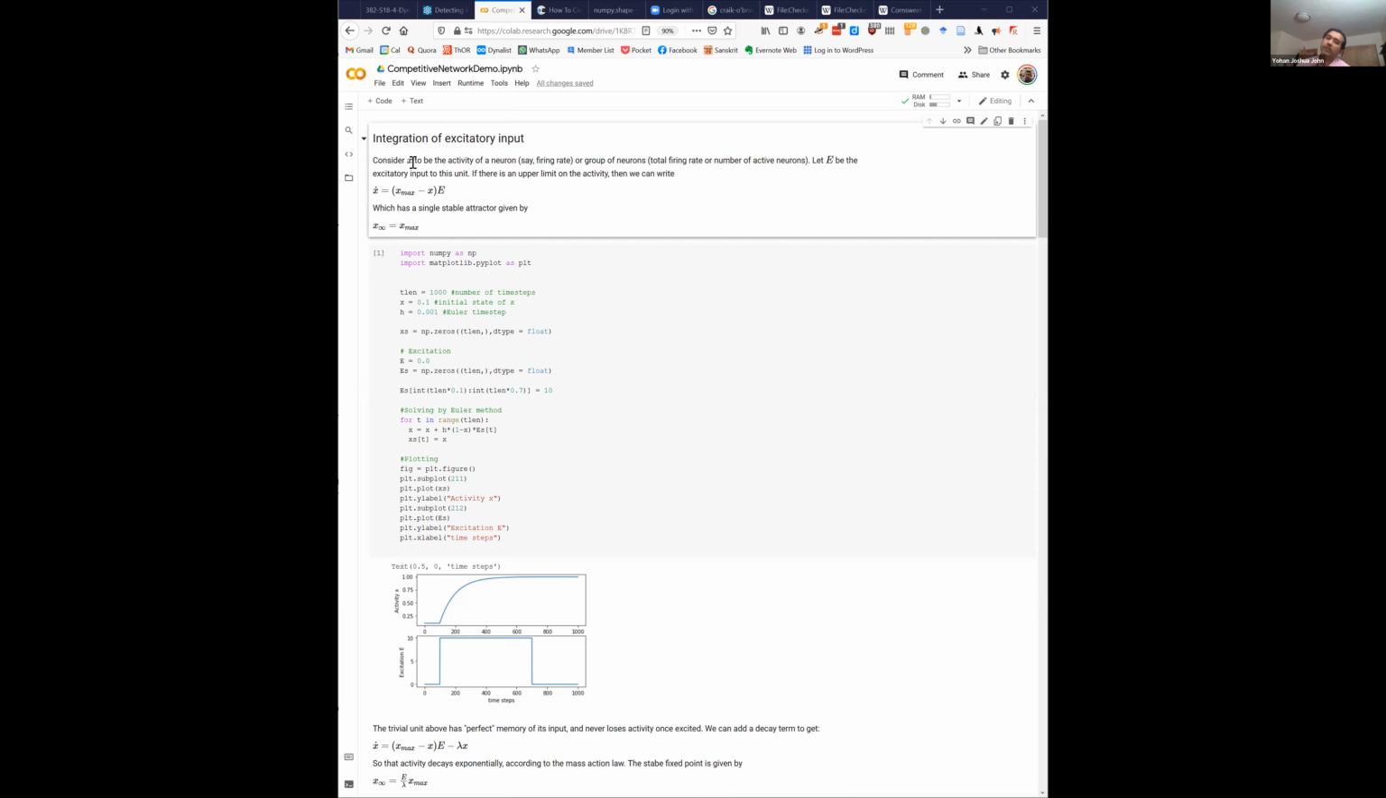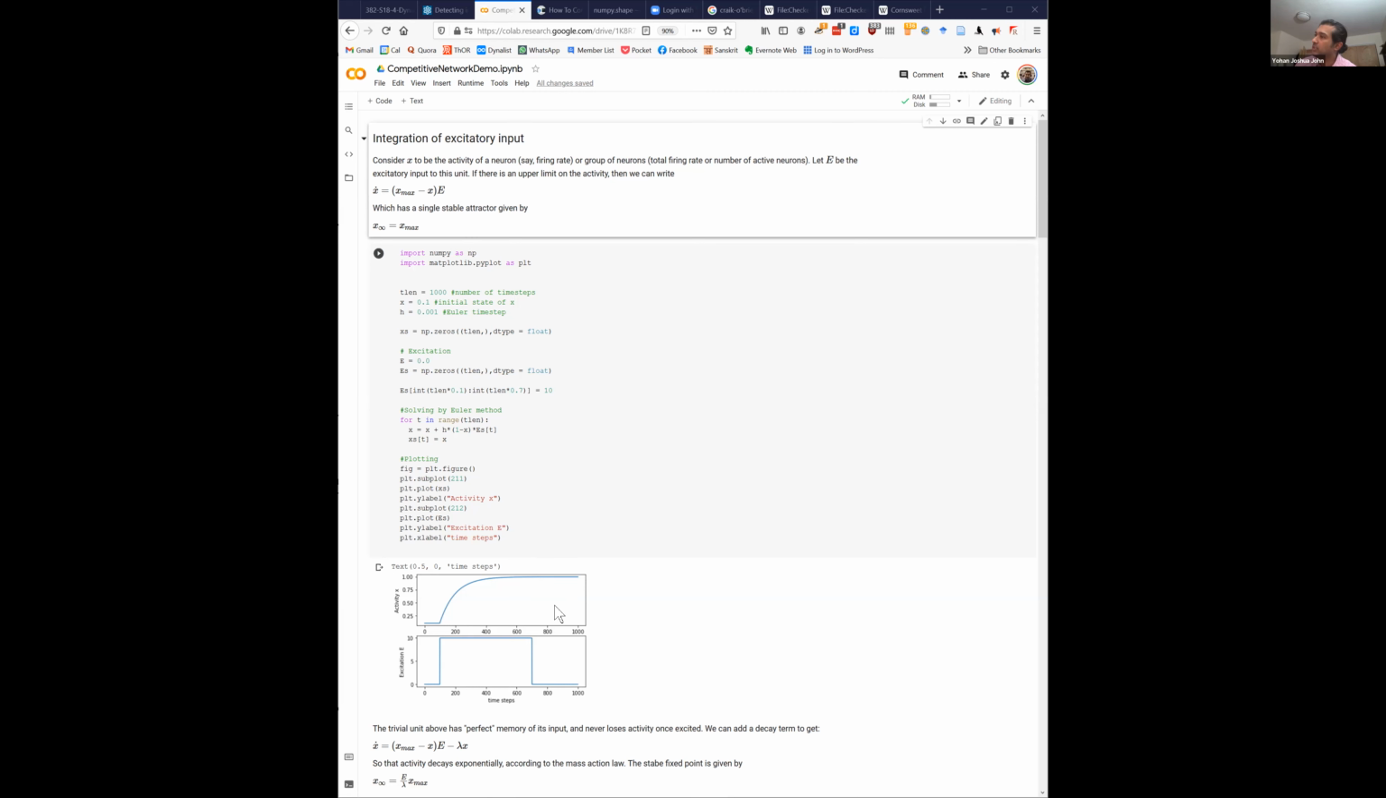So consider X to be the activity of a neuron. It could be the firing rate, or you can interpret it as just the number of neurons that are firing, as a kind of binary flag. And there are ways to show that these approximations work out reasonably well. E is the term I'm using for excitation. So imagine a really trivial dynamical system like this. You can calculate the fixed point just by looking at it, hopefully.